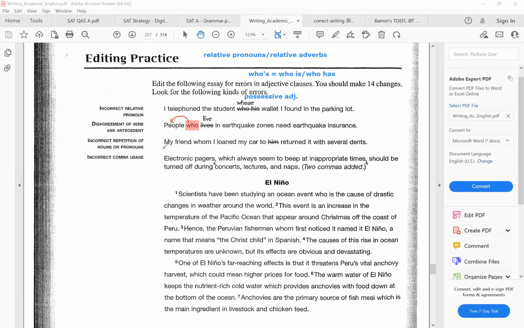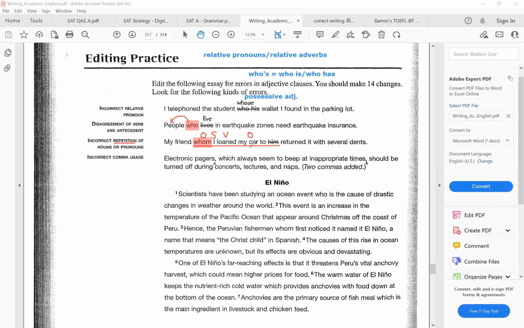Okay, and the third type of error is repetition of nouns or pronouns. So again, we see our relative pronoun here. My friend whom I loaned my car to him. Now that is incorrect. Why? Because we know that whom is already our object. I loaned my car to my friend.